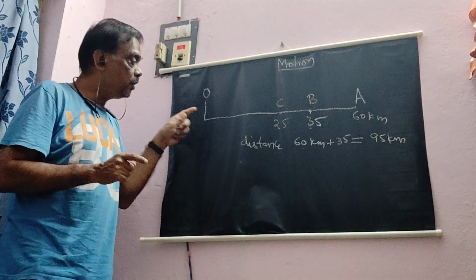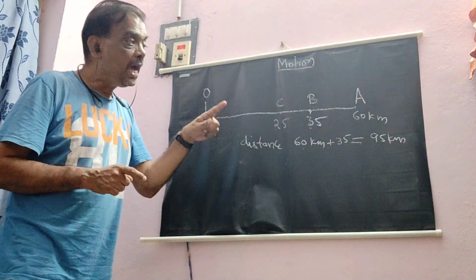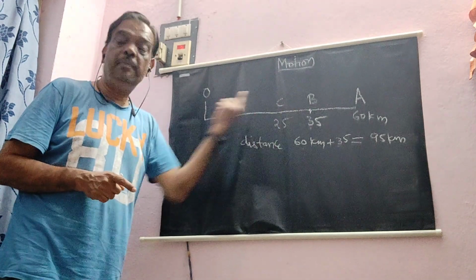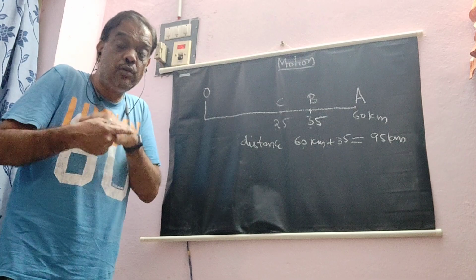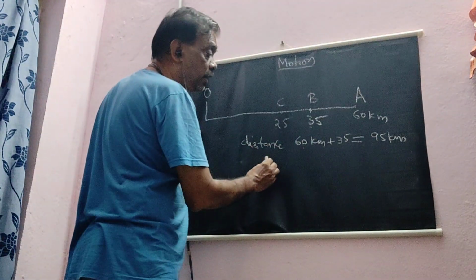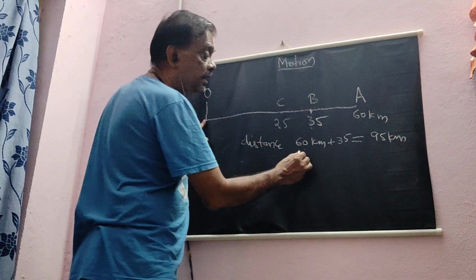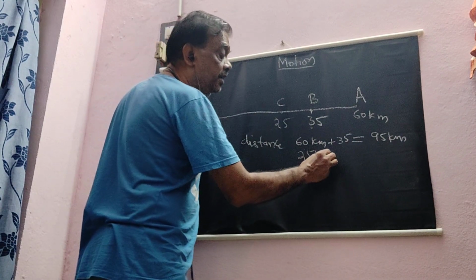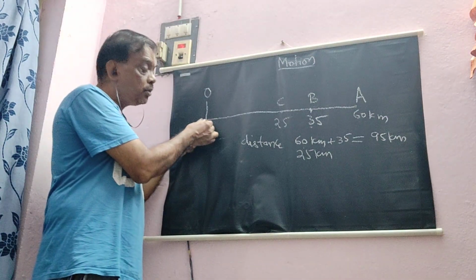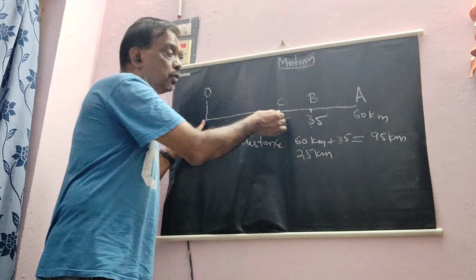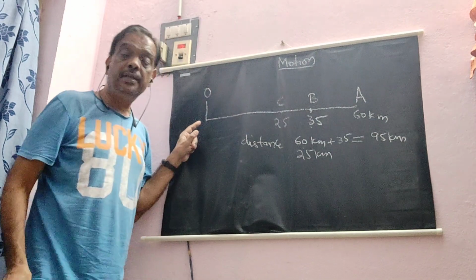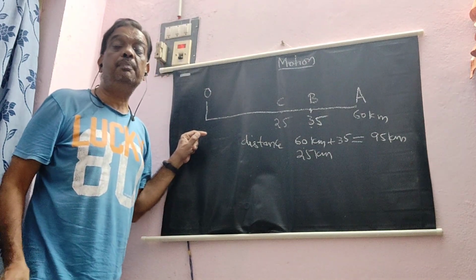For example, the object travels from O to A and returns back from A to C through B. Then if we are trying to calculate the displacement, we don't calculate 60 plus. We calculate what? Only from O to C. That is 25 kilometers. This is called displacement. The shortest distance traveled by the object from initial point to final point in a definite direction is called displacement.